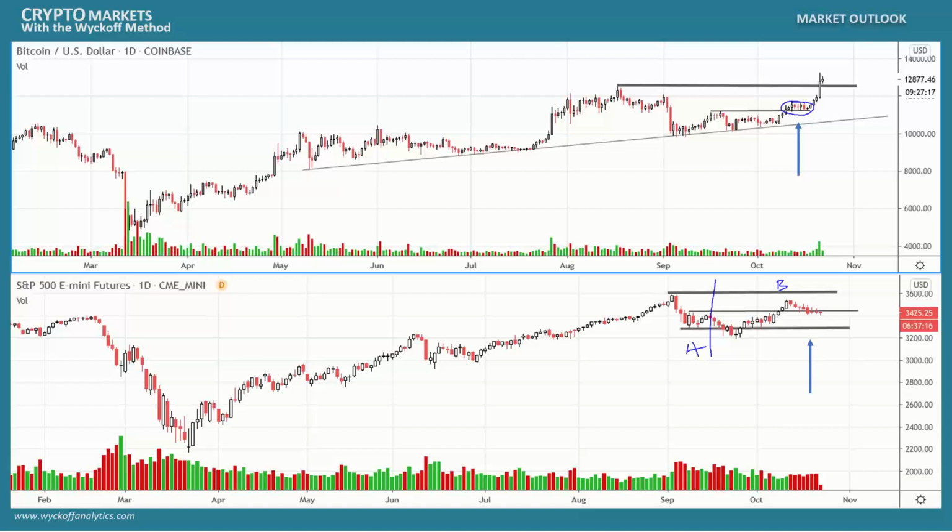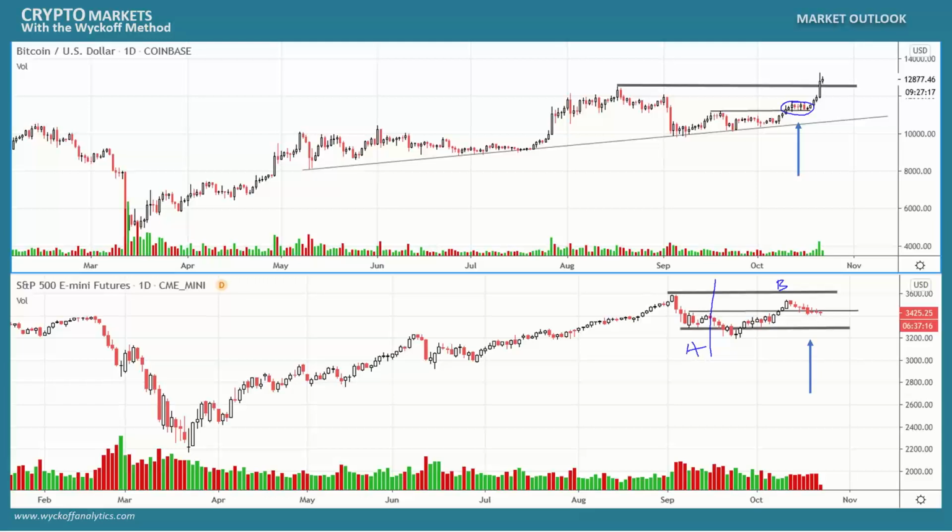If the S&P holds around this level, it's possible to see further continuation for Bitcoin too. But especially if we have some kind of bearish catalyst for the S&P, that could affect Bitcoin as well, at least in the short term. So as usual, the key is not to predict the future, but to prepare for it.